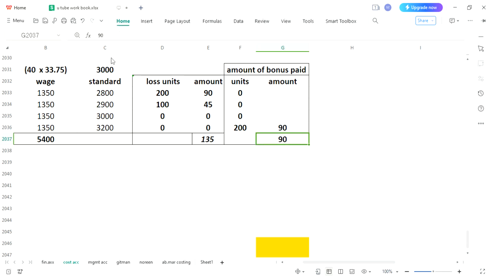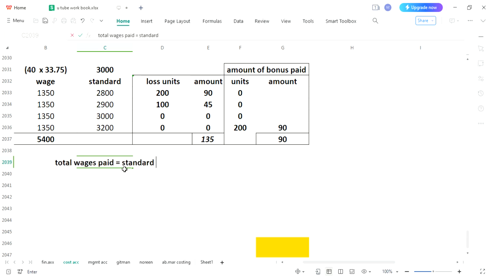Now we will conclude our question because everything has been calculated. And how would you conclude? Total amount which is paid by the company. Total wages paid would be standard wage which was according to time, and you need to add any bonus that has been paid. In this way, you can calculate your total wages.